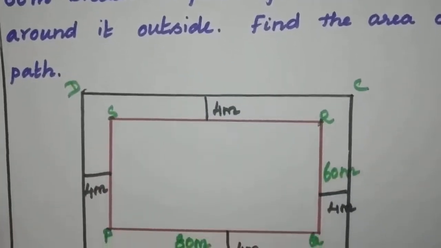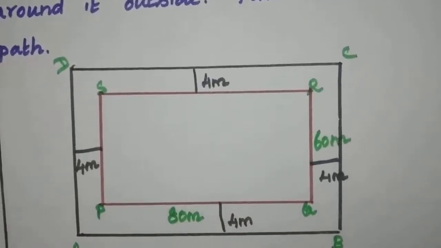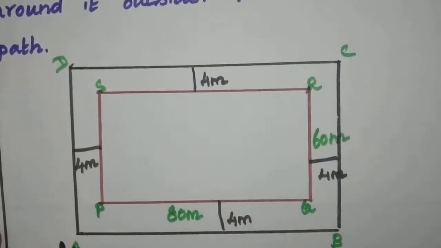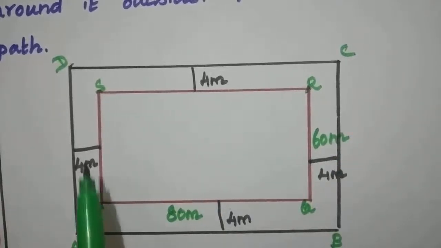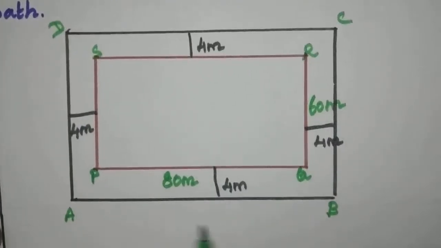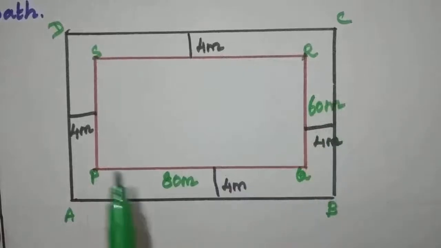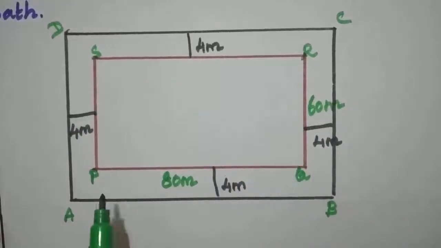How do we calculate the area of the path? Yes. First you have to find the area of the outer rectangle and then we have to find the area of the inner rectangle. So the area of the footpath is calculated by using the formula: area of the outer rectangle minus area of the inner rectangle.